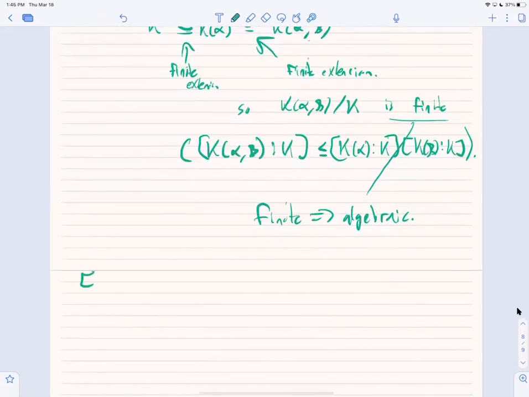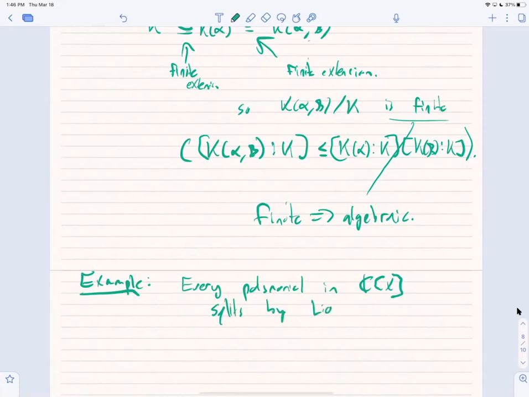Okay, so example. The complex numbers: every polynomial in C of X splits by Liouville's theorem. This is just the statement that the complex numbers are algebraically closed, but I haven't said what that means yet. You may or may not have seen this proof, but it's a fun exercise if you've never seen it, that shows every polynomial over the complex numbers has a root, and therefore splits by induction into linear factors, just using Liouville's theorem, which is a basic result in holomorphic function theory.